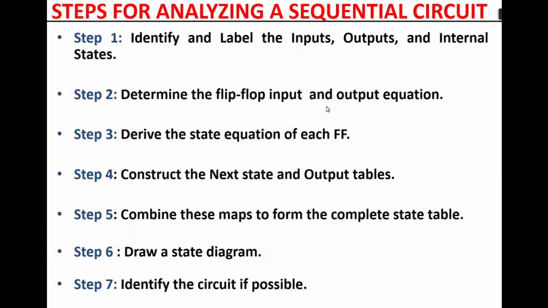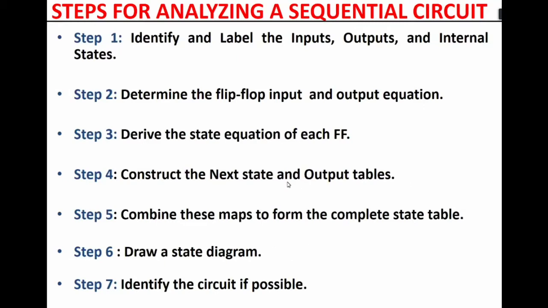So there are steps for analyzing a sequential circuit. First of all, you must identify and label the inputs, outputs, and internal states. Then you determine the flip-flop input and output equations. Then you derive the state equation of each flip-flop. A state equation is an equation of the next state as a function of the present state and input. Then you construct the next state and output tables. Then you complete to get a state table. The objective is to get the state table, which is step 5, and the state diagram, which is step 6, and then you identify the circuit if possible.